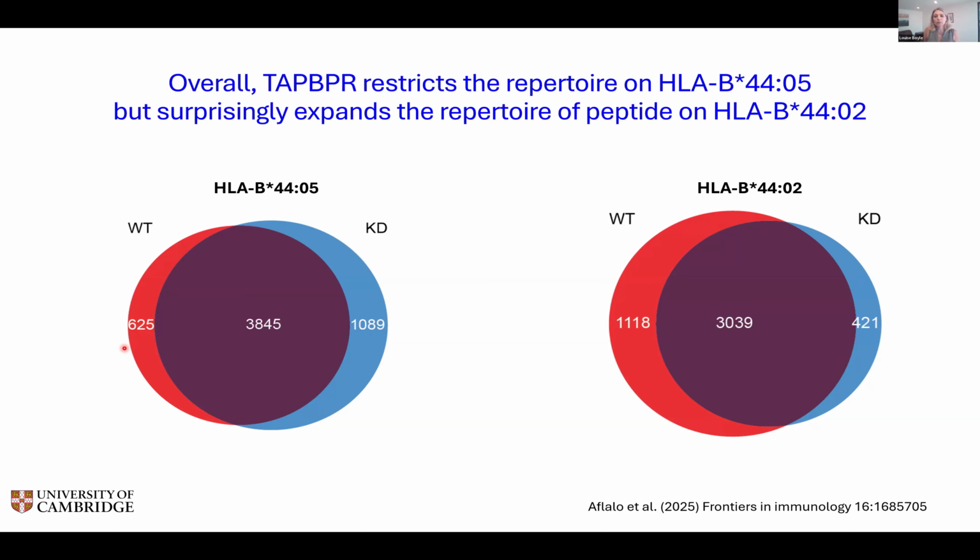However, when we looked at the immunopeptidomes presented on B4402 molecules, we actually found something different that we hadn't observed before. We found that TAPBPR presence was having an overall expansive effect on the number of unique peptides that were displayed. So in the TAPBPR knockout cells, we found reduced peptide numbers compared to when the cells were expressing TAPBPR. And this was the first time we had observed this expansive effect for TAPBPR on any of the alleles that we had investigated to date.